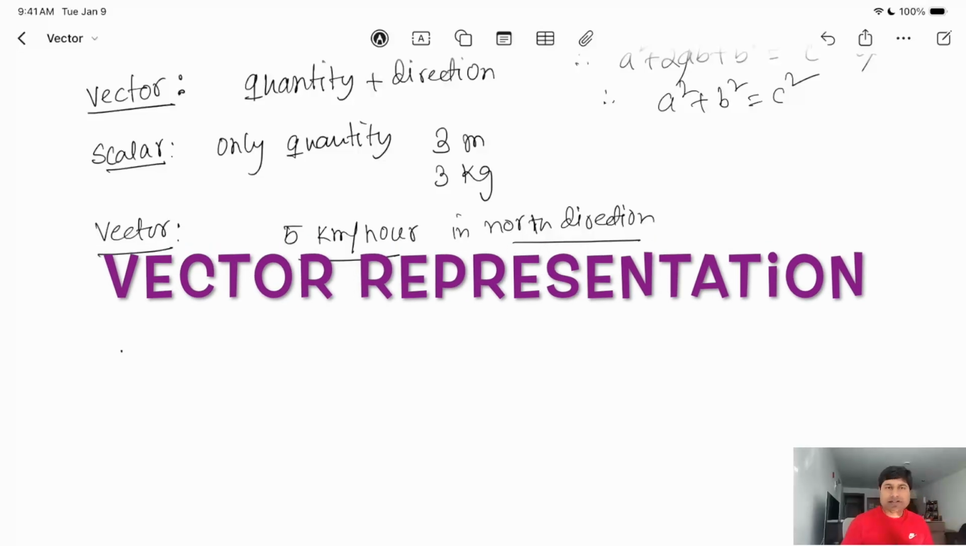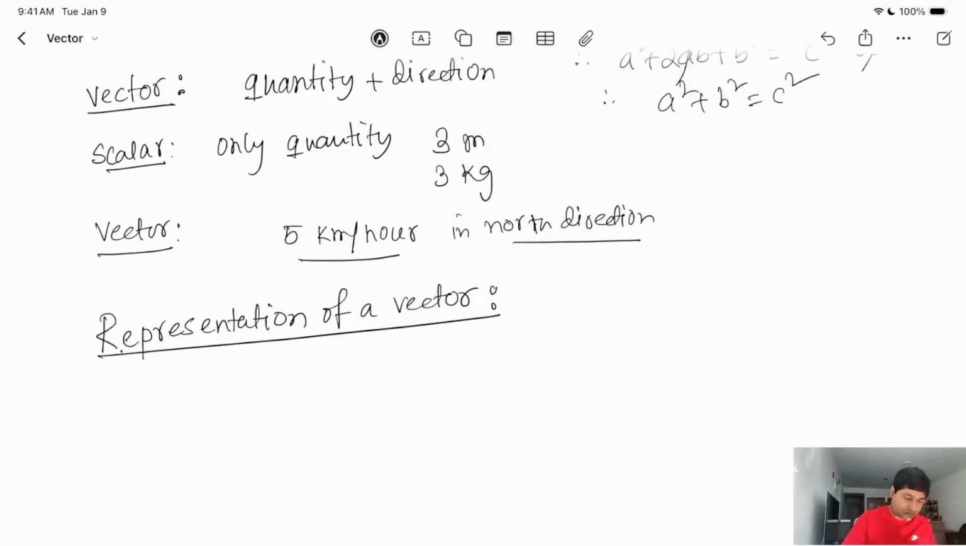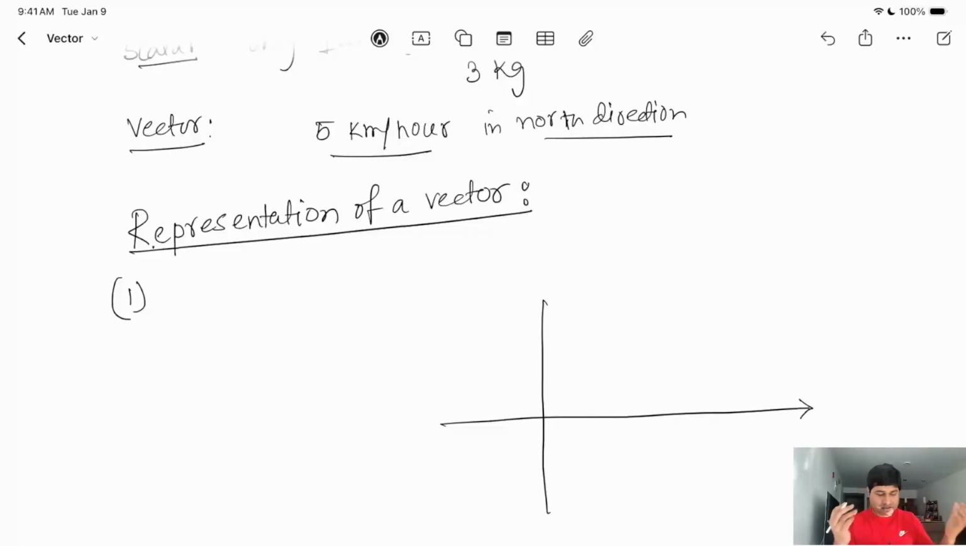Yeah, let's talk about how we can represent a vector. So, representation of a vector. We can represent it in two forms actually. As I said, a vector has a quantity and a direction, so it can be represented in 2D space and 3D space, or you can think of n-dimensional space. For simplicity, we are thinking of a 2-dimensional space. So this is our x, this is our y.